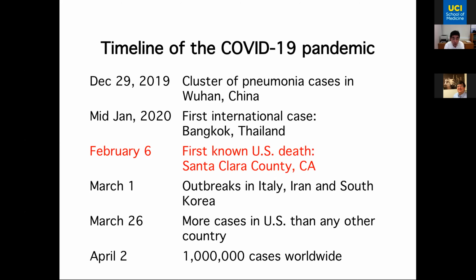We know that the outbreaks first went to Italy, Iran, and South Korea in March, but then spread around the world. By the end of March, we had more cases in this country than anywhere else in the world, and we still have been the epicenter with the most cases and deaths. April 2nd, when we had the first seminar in the series, there were 1 million cases worldwide. As we'll see, the number has skyrocketed since then.